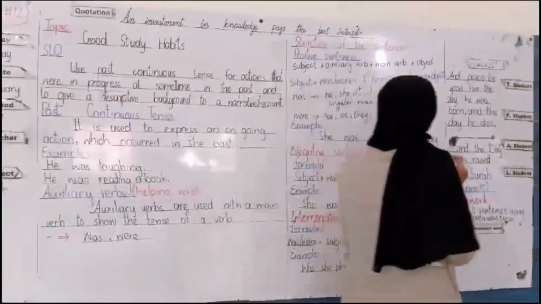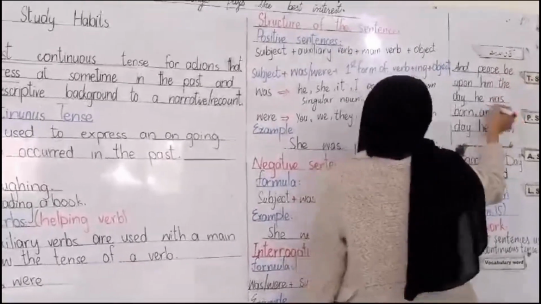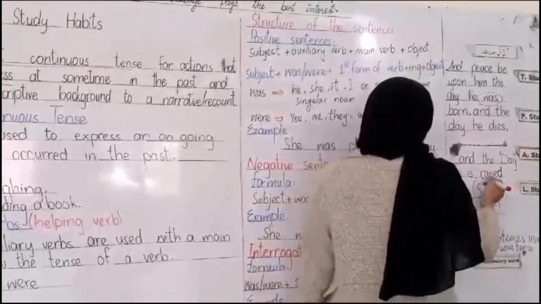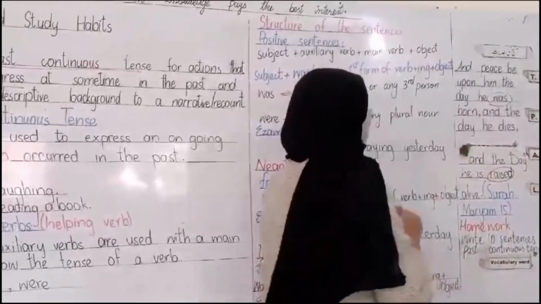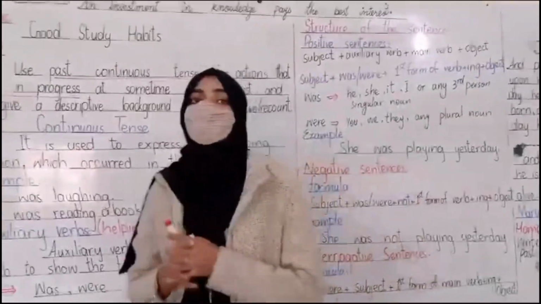In Quran, Allah Subhanahu wa Taala said, "And he, peace be upon him, the day he was born, and the day he died, and the day he is raised alive." The words was and raised represent past tense.